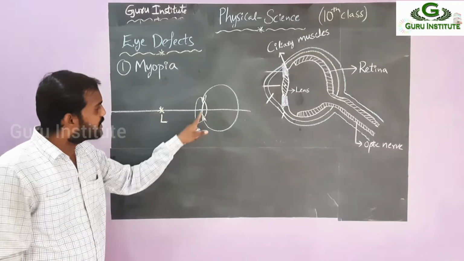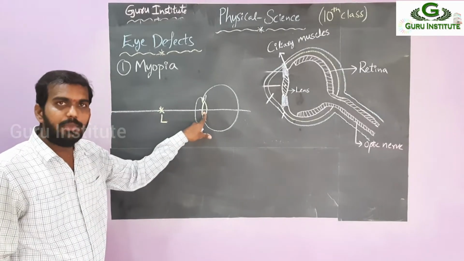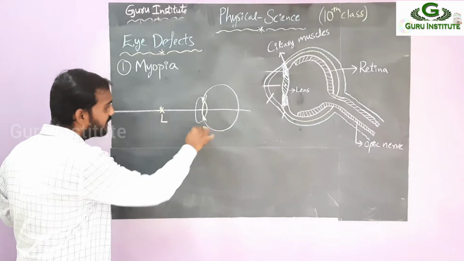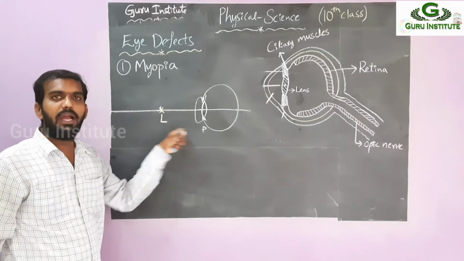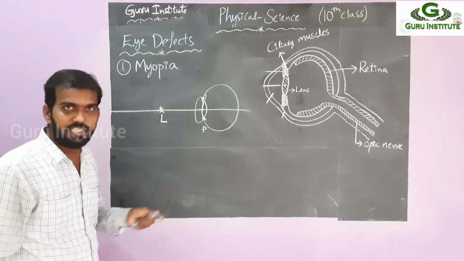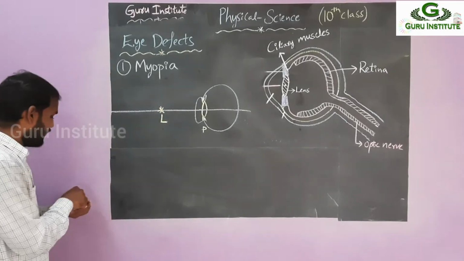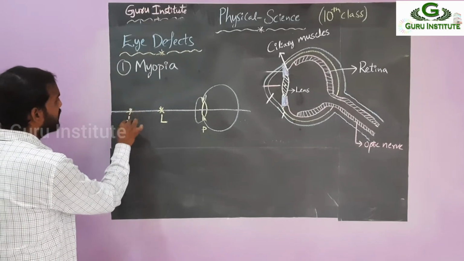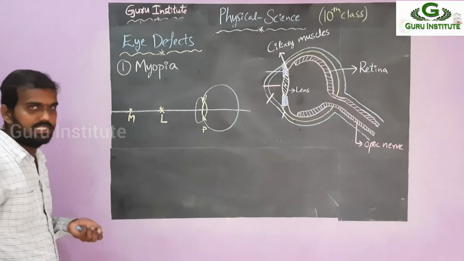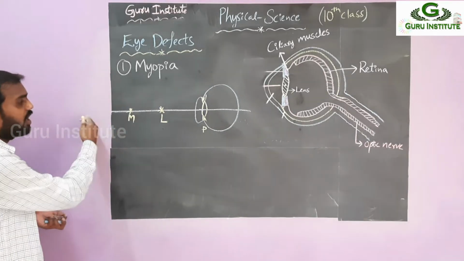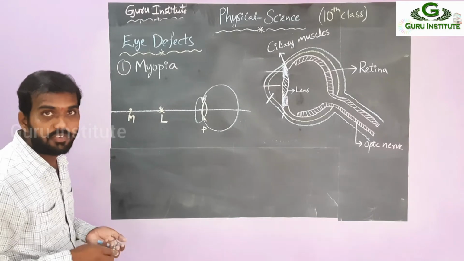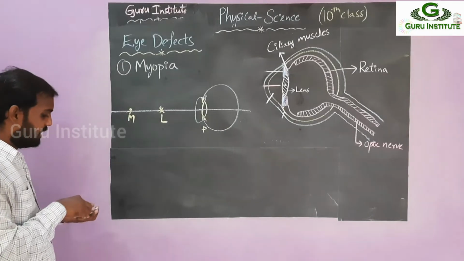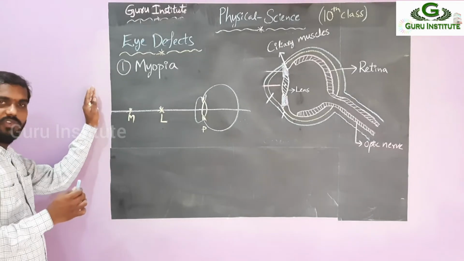That means the distance between the pupil, that is the pole, and the L point is 25 cm. After this only we can see. Now take another point, the M point. What is M? I will explain later. Just see here. Suppose one object is here, after M.